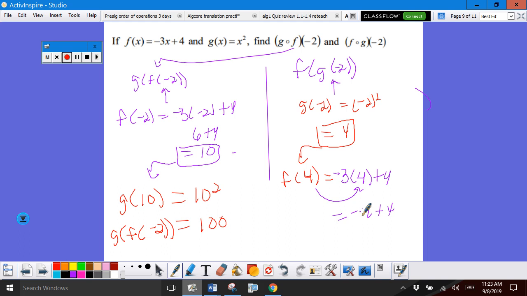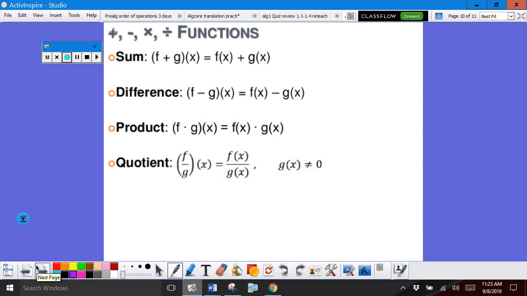-12 plus 4 is going to give me a -8. So F of G of -2 equals -8. All right, let's move on to the next piece. This is function operations, which is just adding, subtracting, multiplying, and dividing. So this is having to solve two problems, take the answers and either add them or subtract them.